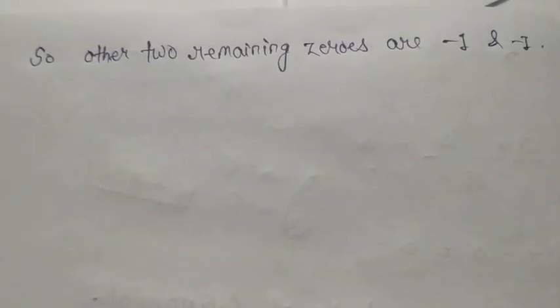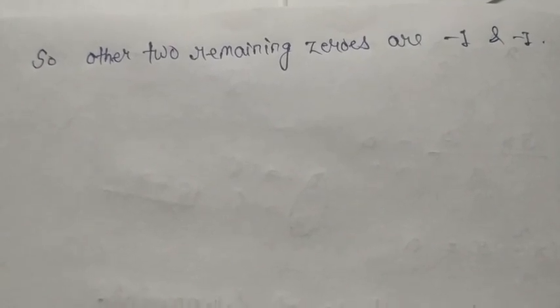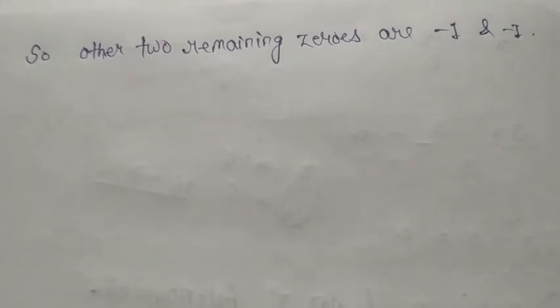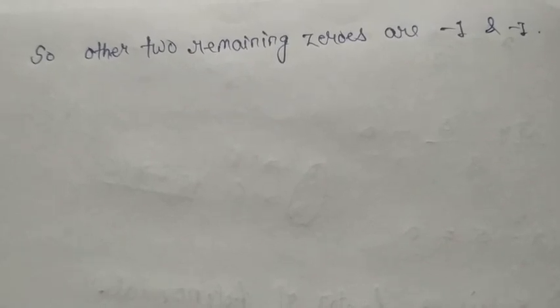So children, the other two zeros are minus 1 and minus 1. Okay, so this is the procedure. Okay, it is very same.